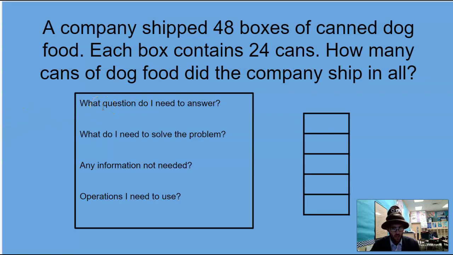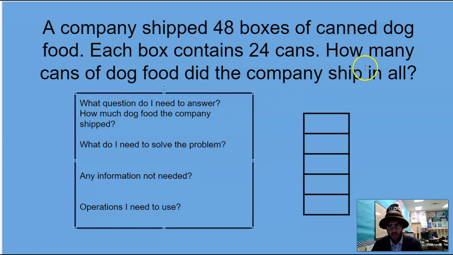Well, when I'm looking to answer a word problem, I look to answer these questions while I'm thinking of it. So I'm looking at what question do I need to answer? And if you see here, how many cans of dog food did we ship in all? So I need to know how much dog food the company shipped. So that's the question I have to answer. And I always look for the question marks, because if I have a question mark here, that's going to tell me that I need to find something. If there's more than one question, there'd probably be more than one question mark.